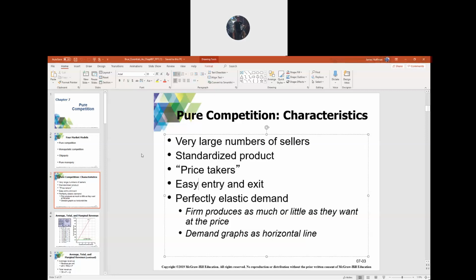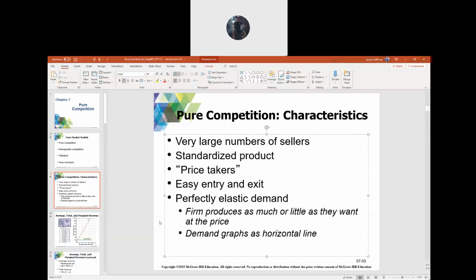Okay, there's entry and exit, which is easy. So firms can come, firms can go. In this type of market, there's very limited barriers to entry or exit. And the key feature to define this market is we have a perfectly elastic demand curve for these goods, which means that the demand curve is basically a flat horizontal line. And we'll look at the implications of that, but demand here is perfectly elastic, and that's the key feature of this market.